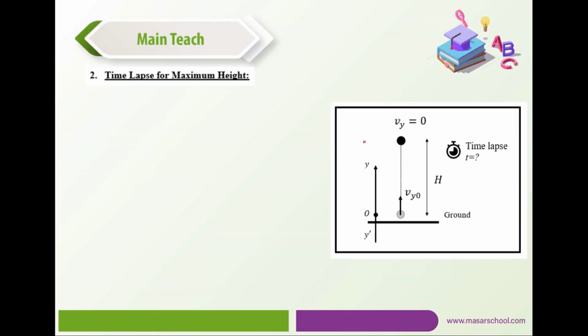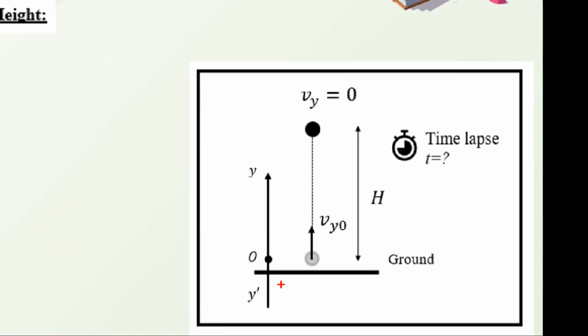Now, section 1, time lapse for a maximum height. Here in this section, we are interested to calculate the time required for the object to reach the maximum height. So let me explain. We have an object launched upward, so we will choose the y direction to be up. The initial position coincides with the origin. This is the instant taken to be time equal to 0.